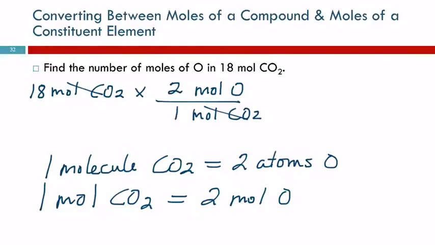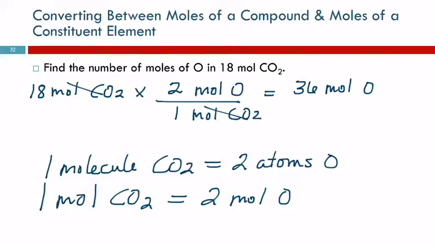It's like wheels in a bicycle. On one bicycle, there are 2 wheels, right? So now I just do the math here, and I end up with 36 moles of oxygen. Any questions?